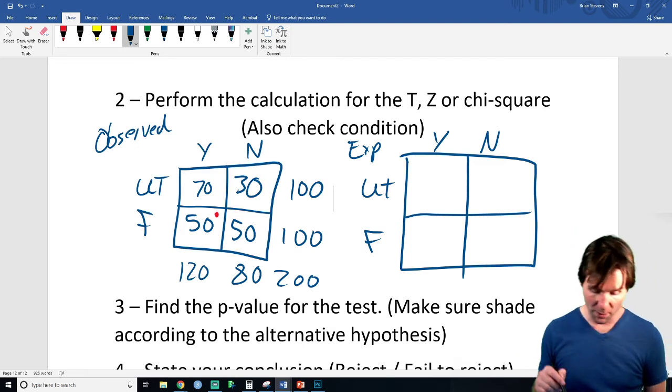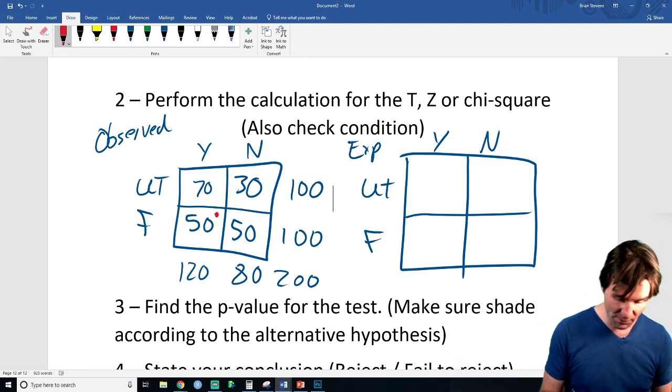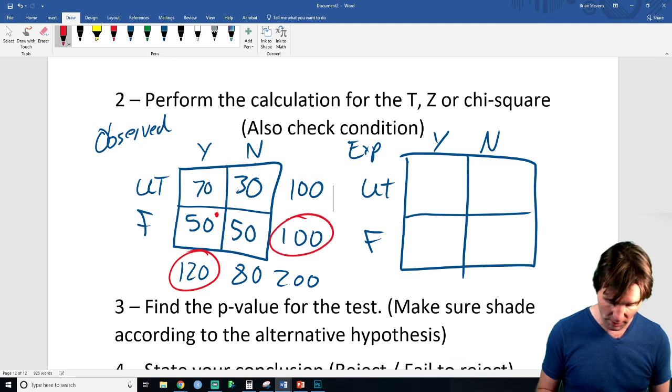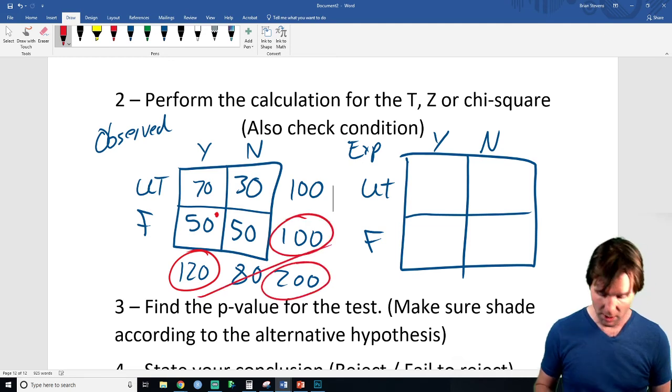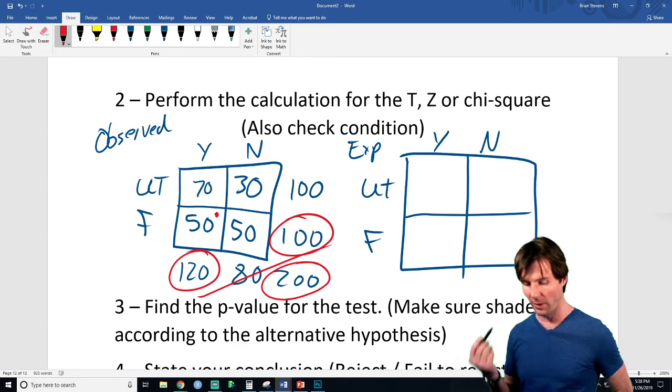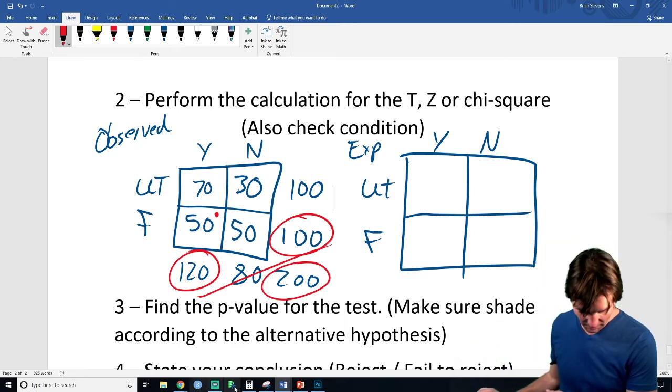So we're going to compute that bottom left one right away. The bottom left one can be done by 120 times 100 over 200. That is row total times column total over grand total. So let's solve it, and then I'll show you a trick.